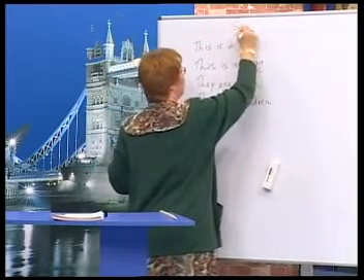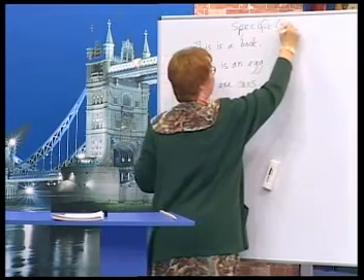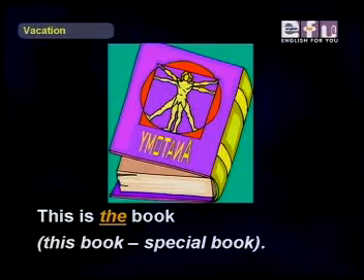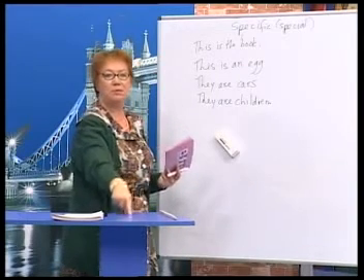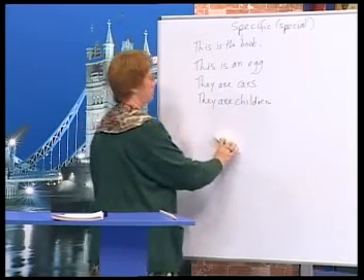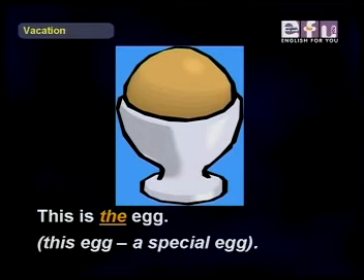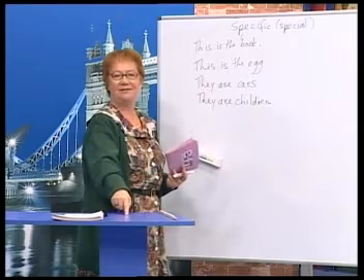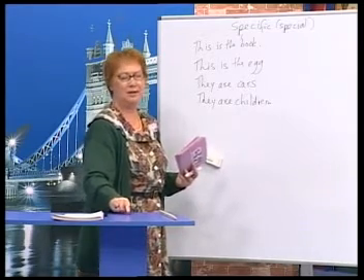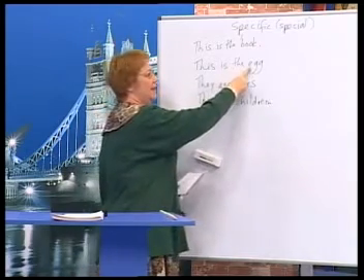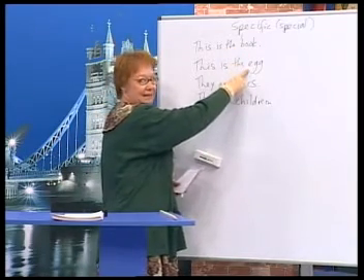If we get specific or special, then we change. We can say, this is the book. This is the book I want. This book is special. This is the egg. This is the egg I want to eat. This is a special egg. This is my egg. Notice how we change the sound a little bit: the egg, the book, the egg.